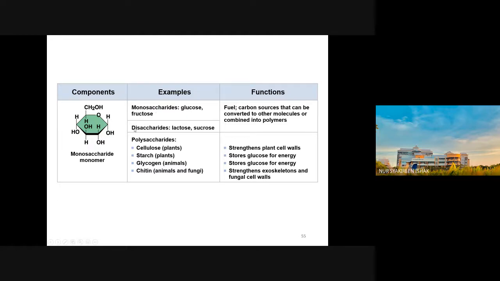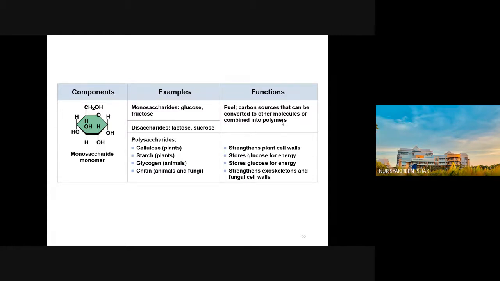So monosaccharides and disaccharides, the main function is that they function as fuel. It says here fuel, which provides carbon sources that can be converted to other molecules or combined into polymers. What this means is that, an easy example is glucose. Glucose is the main fuel that will be used during cellular respiration, which takes place in the mitochondria. The process of cellular respiration uses glucose to produce ATP molecule. ATP molecule is the energy currency of the cell. Once ATP molecule is produced during cellular respiration using glucose, this ATP will provide energy for the cell to do cellular work. So ATP allows your cell to be able to move.